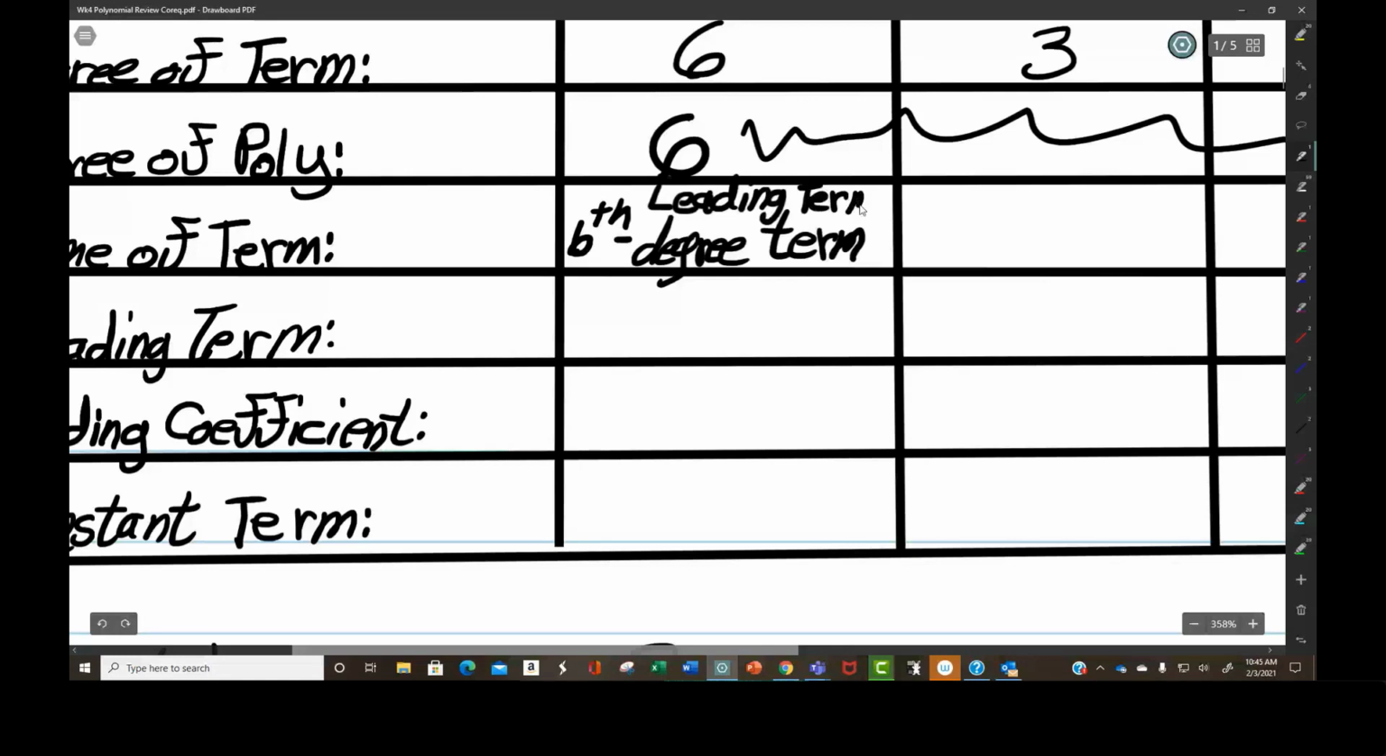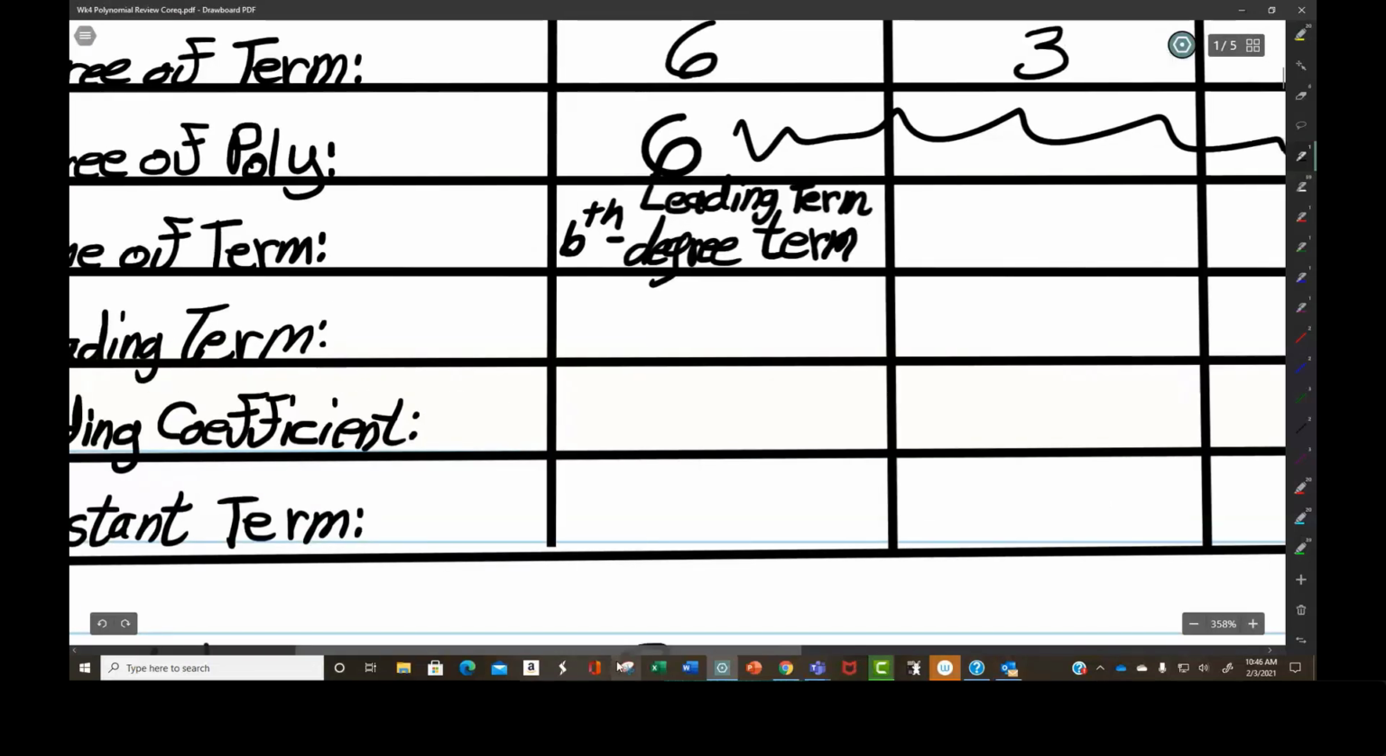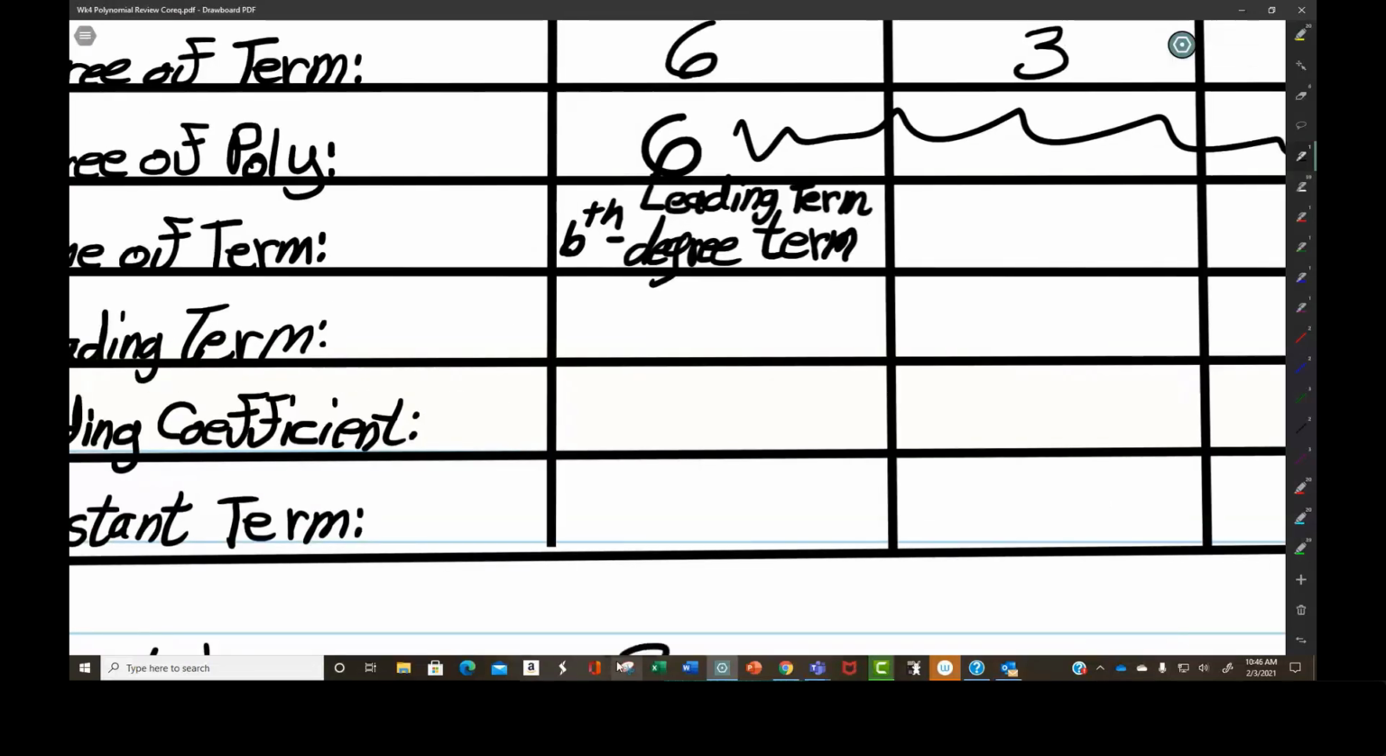So we'll jump down below here and notice what they're asking is, what is the leading term? Well, the leading term is the highest degree term, which should be in front and therefore leading. -5 c to the 6th. There's only one leading term.